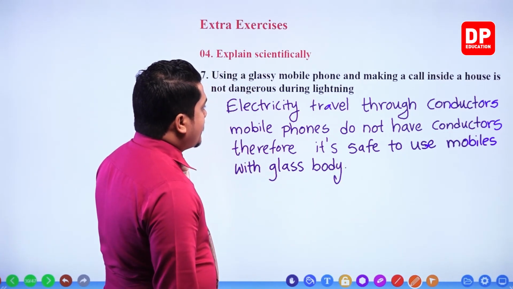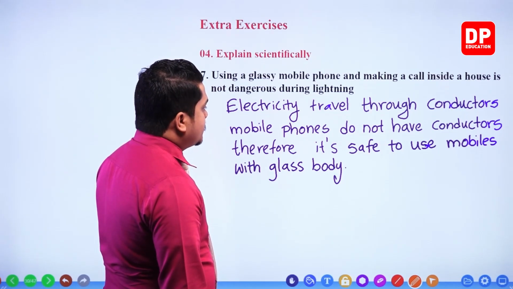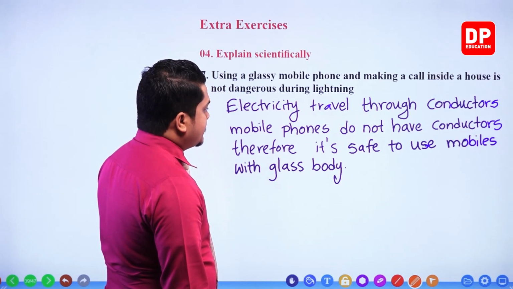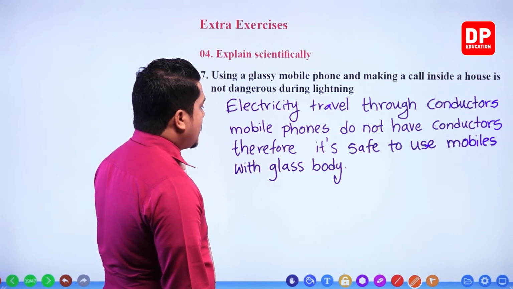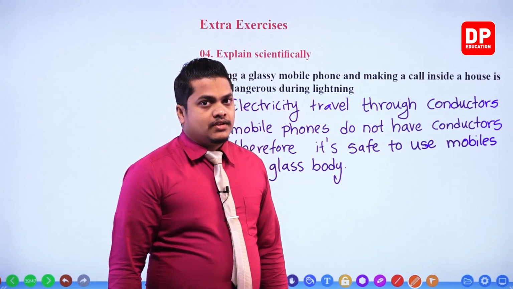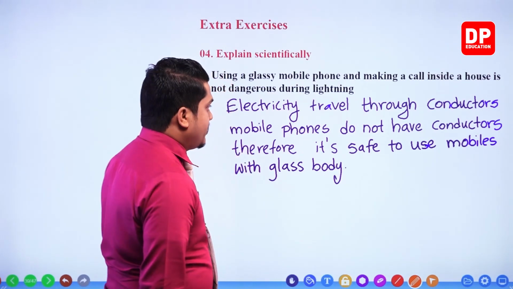So electricity travels through conductors. Mobile phones do not have conductors. Therefore, it's safe to use mobiles with a glass body, right? So there are no conductors in mobiles. So it's safe to use mobiles with a glass body, right? There's no problem in it.